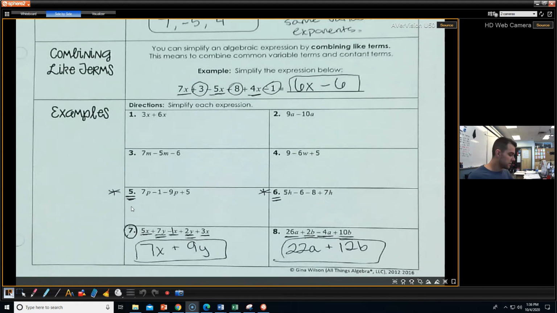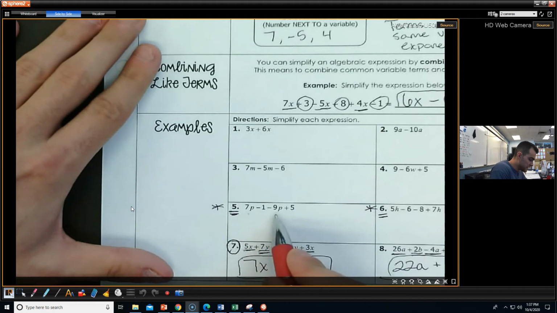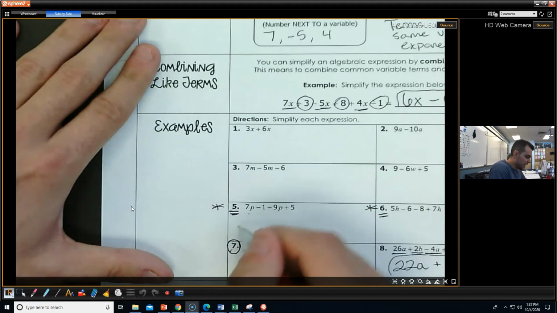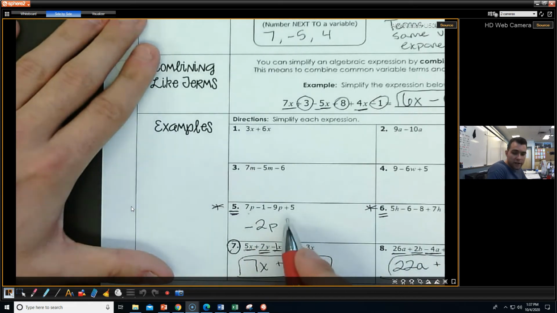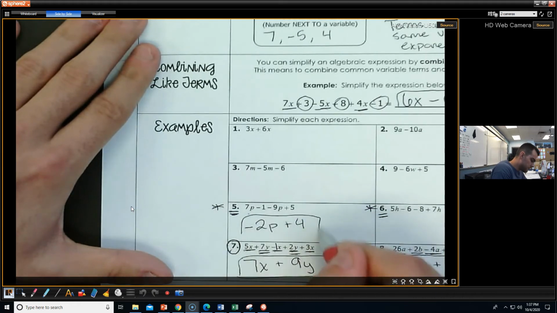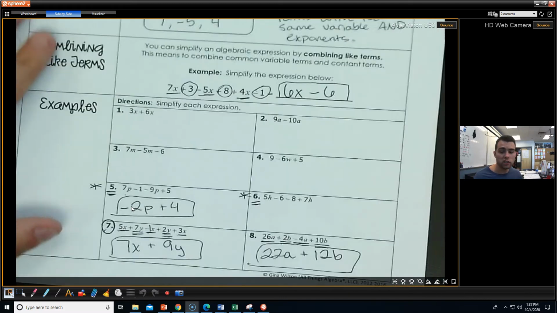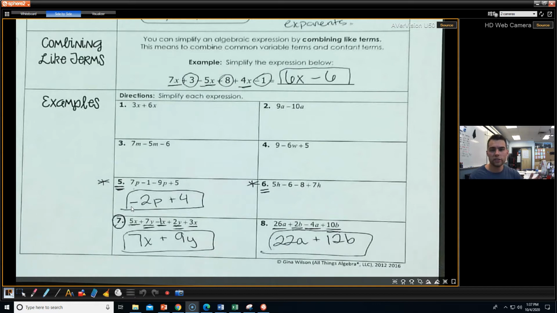Alright, we're back. Let's see what you guys got. So we have 7p minus 9p. We have 7 minus 9, so that's going to give me a negative 2p. And then we have negative 1 plus 5. That's going to give me a plus 4. So really it's your signs that are going to trip you up. If you have that sheet that I gave you guys with the rules of addition and subtraction, that's probably going to come in handy for this lesson.